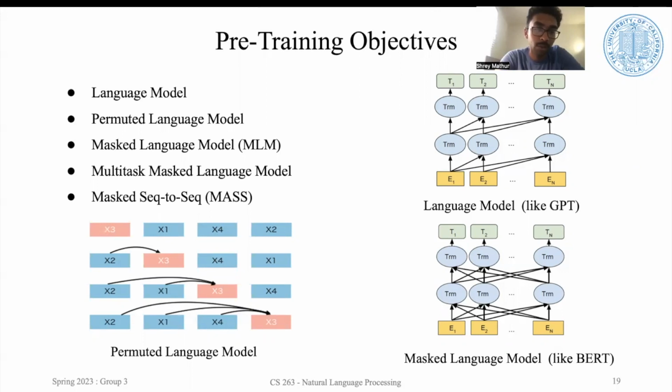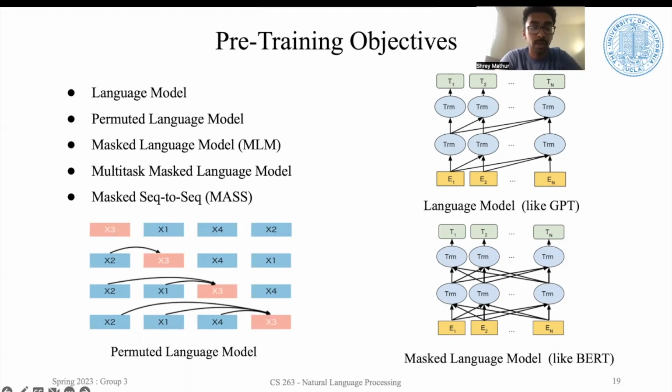We have the permuted language model wherein tokens are generated in a random order. This is similar to XLNet, but there is some difference since it does not include architectural improvements like segment-level recurrence and relative position embeddings. We also have the masked language model wherein 15% of the tokens are masked and the model is then trained to predict the original tokens. We have the multitask masked language model, which is similar to the MLM, but the difference is that it includes multiple self-attention masks.